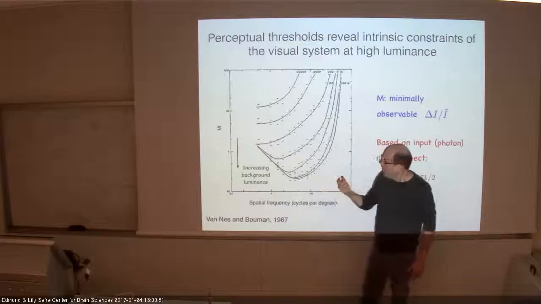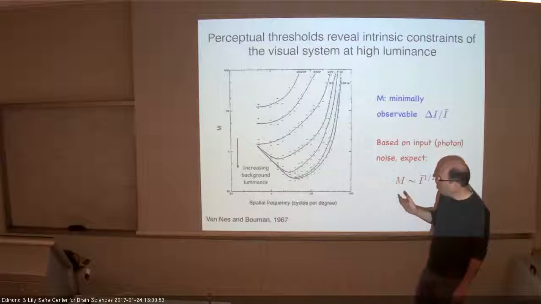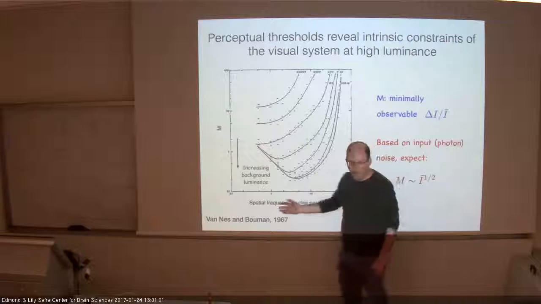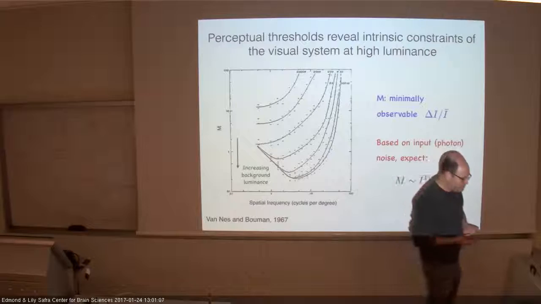Now, in order to understand this better, one of the things that we need to understand is the relationship between discussing things in terms of spatial frequency and the statistics of the visual stimulus. So what do you think are the principal components of the visual stimulus?